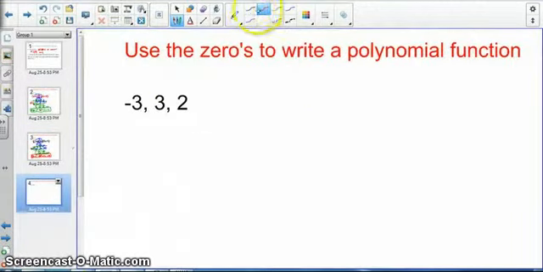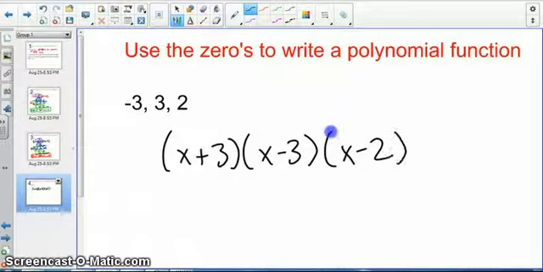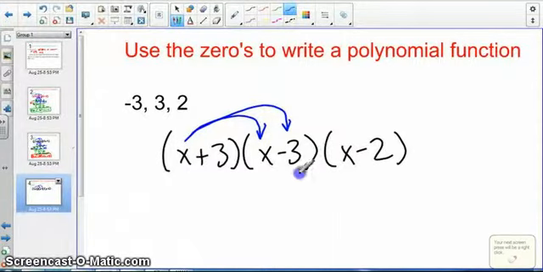Okay, remember, pause at any time if you'd like. Here are my zeros. I'm going to write them as binomials, so x plus 3, x minus 3, and x minus 2. So now I'm going to FOIL, or distribute, my first two binomials, or you could do your last two. It does not matter the order that you do these in. Remember, multiplying, if we have three numbers like 1 times 2 times 3, that'll be 6. If we change it around to 2 times 3 times 1, it'd still be 6.